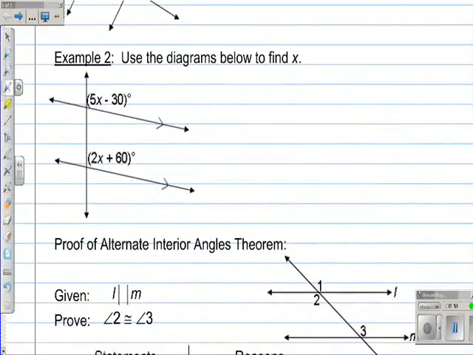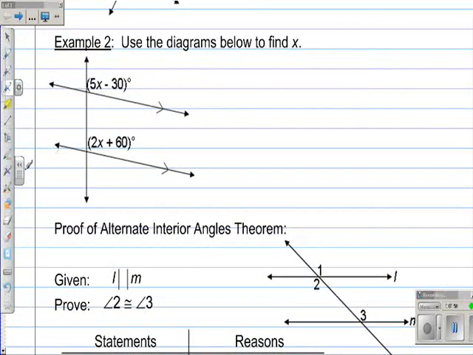On example 2, once again, we can see that the two angles that they've given us are corresponding angles, okay? Now, based on our corresponding angles postulate and the fact that these two lines are parallel, so parallel lines imply that corresponding angles are congruent. Okay, this would be your reason in your proof if you were to do a proof. Since they're parallel, I know that these two angles are congruent.